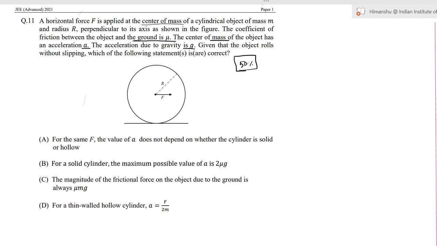For the same F, the value of a does not depend on whether the cylinder is solid or hollow. Let's first denote the accelerations and all. Let the acceleration of center of mass be a, and the friction must be acting, and there is a condition of rolling without slipping. Here there is a bit of a grammatical mistake, because if we say rolling without slipping, it has no meaning, because if it is rolling, then obviously it's not slipping.